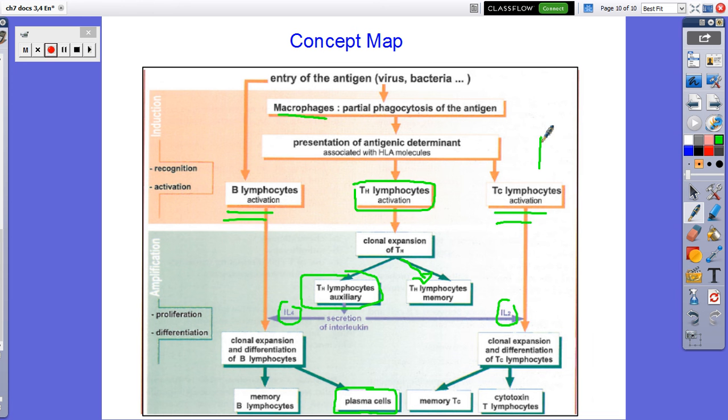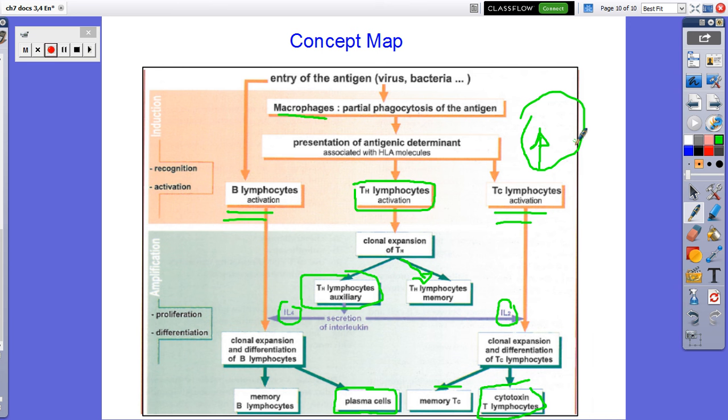TC do not recognize the antigen in its free nature, but they should recognize the antigen expressed on HLA class 1 of an infected cell. So upon this recognition and in the presence of IL-2, TC undergo clonal selection. They proliferate, a part transforms into memory, and another differentiates into cytotoxic T cells or killer cells that kill the infected cell.